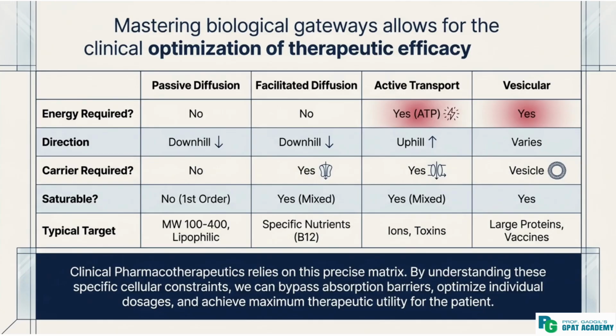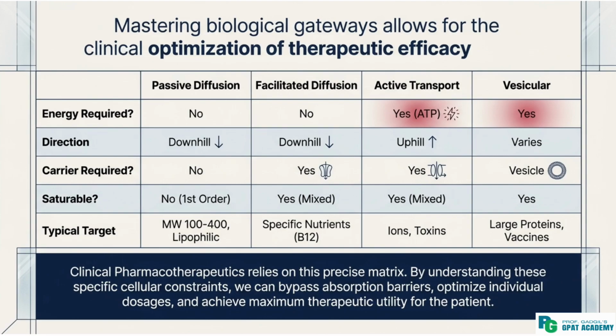Passive diffusion is first order, facilitated diffusion is mixed order, active transport is mixed order, and vesicular transport is saturable. The typical target for passive diffusion is molecular weight of 100 to 400 and lipophilic molecules. For facilitated diffusion, it is specific nutrients like vitamin B12. For active transport, it is the ions and the toxins. And for vesicular, it is the large proteins and the vaccines.